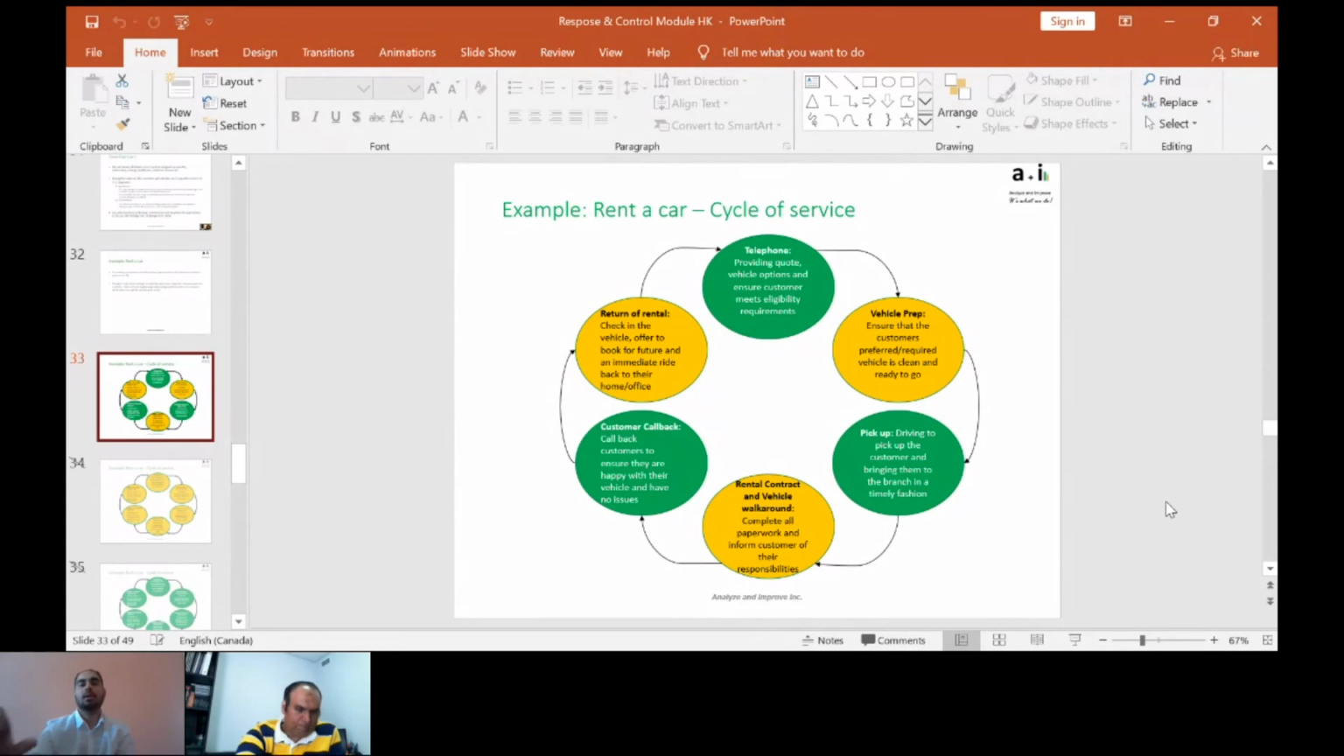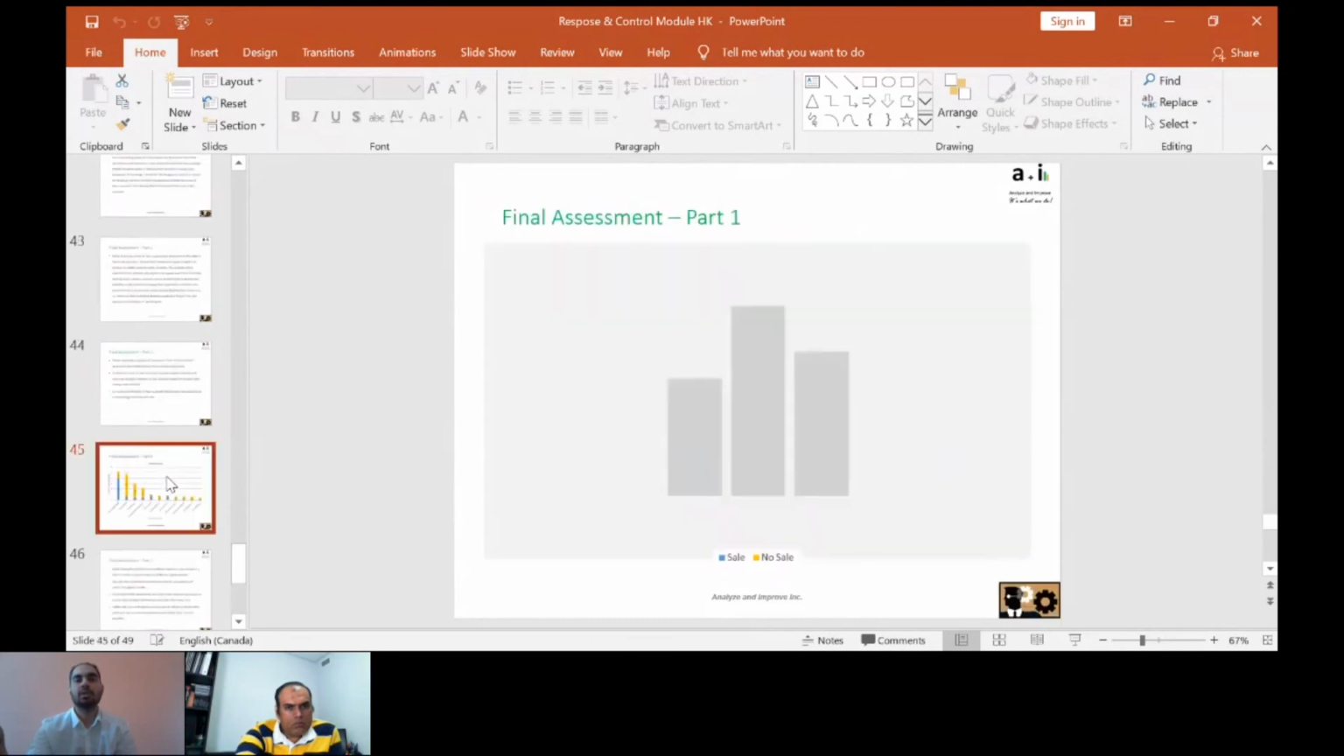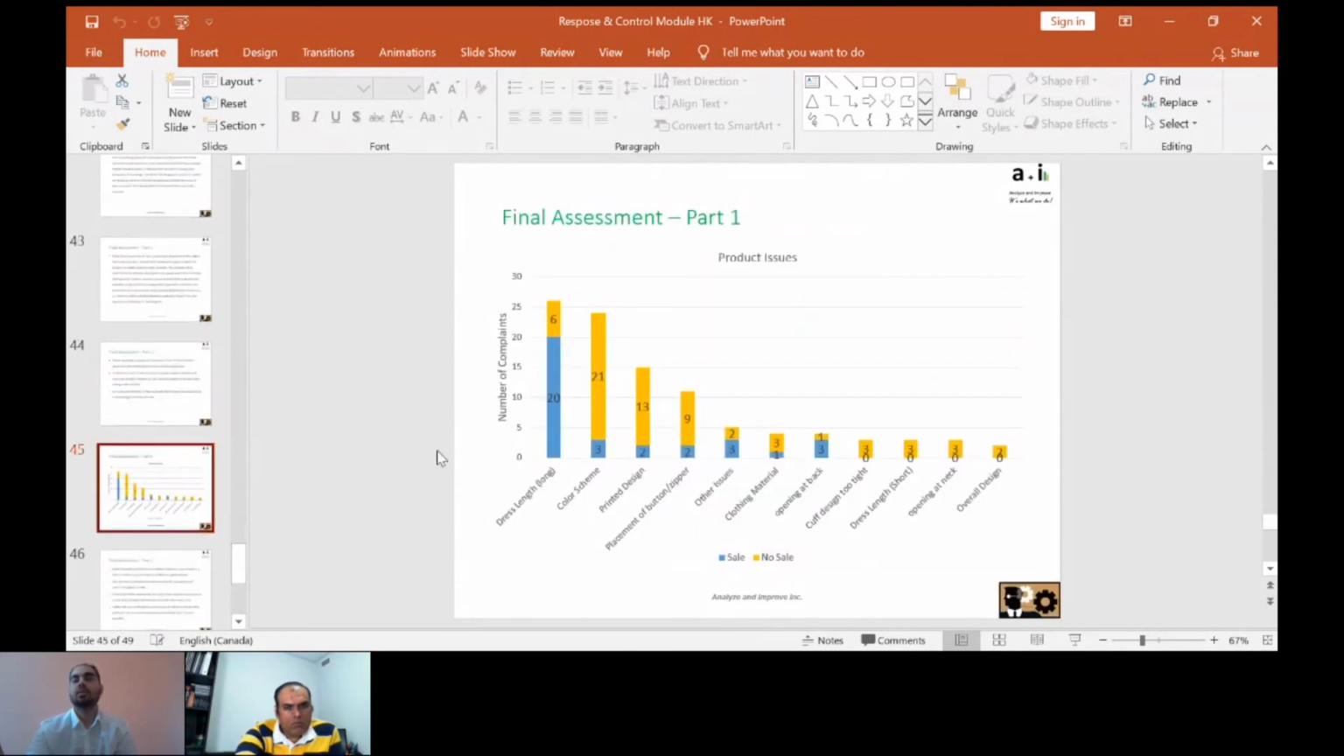car company. Similarly, I have an example from a retailer. So this is actually a really interesting example. You guys are familiar with Zara, the retailer.